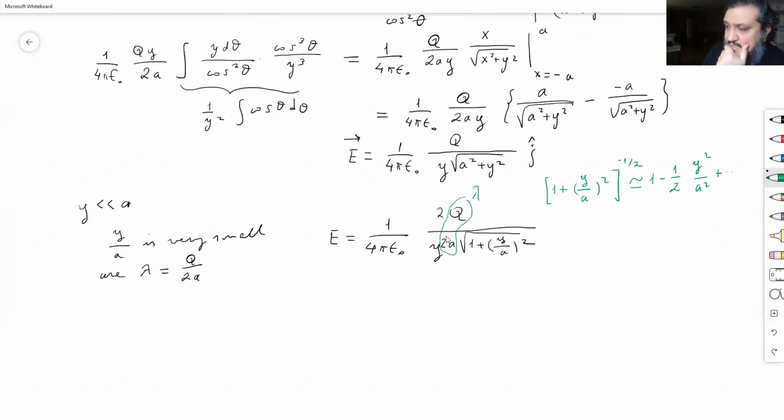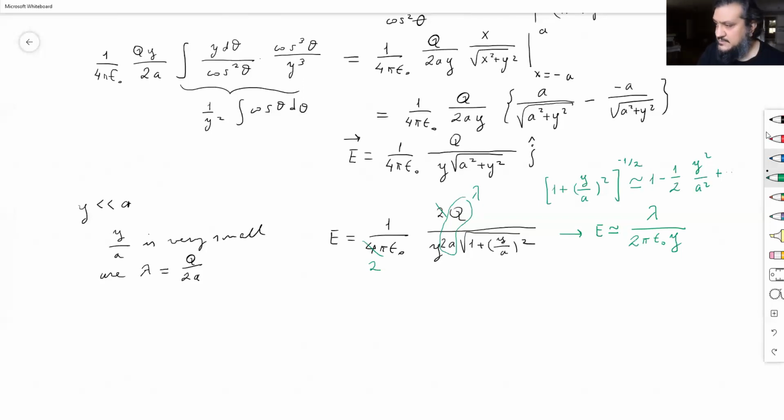So what do I get then? E in that limit: there's a 2 here, there's a 4, so let's make this 2. E will be equal to lambda over 2 pi epsilon 0 divided by y. That's my limit when y is very small compared to a.